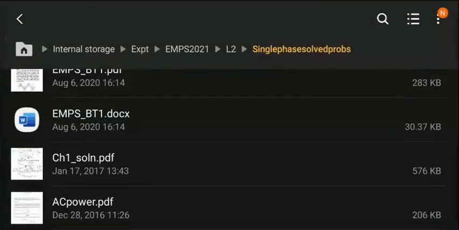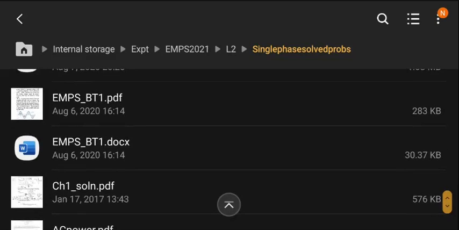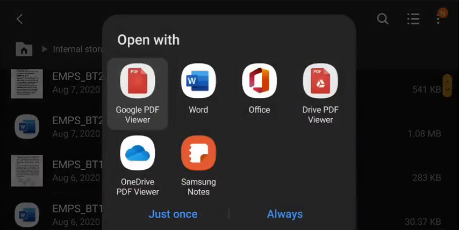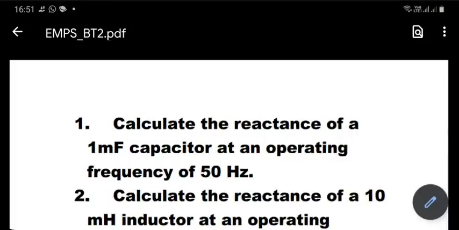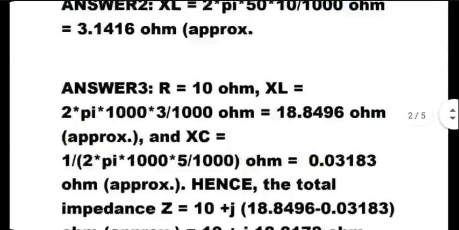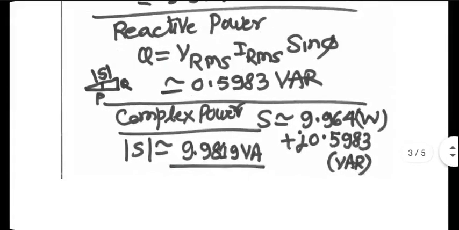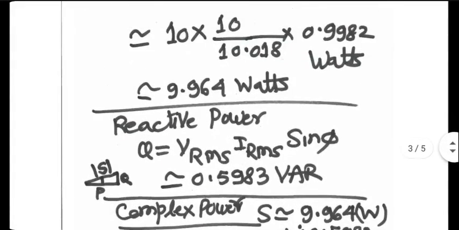I will not vouch for the accuracy of everything, but these are good questions. There's a lot of them. Oh, by the way, before I tell you this, it is also important when you do these kind of exercises to be able to draw the power triangle. For instance, let me go back to this one for a minute. In the last problem, we found P as 9.964 watts, Q as 0.5983.